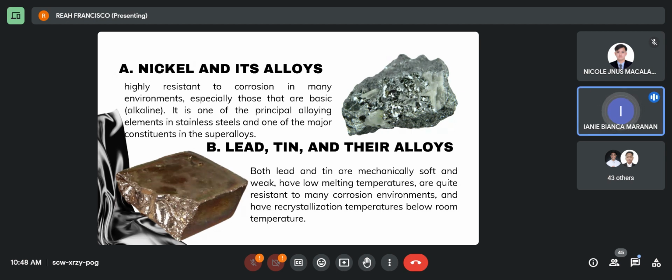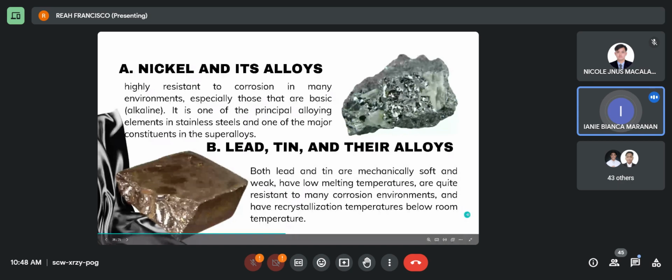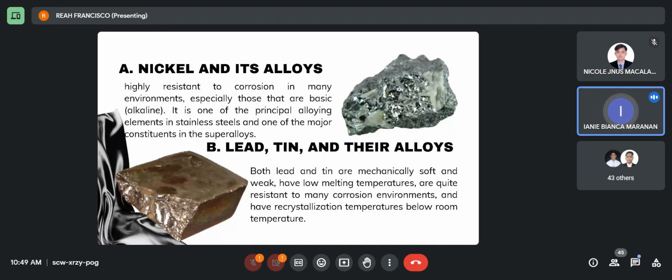However, followed by lead and tin, which are two of the oldest known metals. They have been used for thousands of years to make a wide variety of products, including jewelry, tableware, and weapons. Both of them are also commonly alloyed together to create new materials with unique properties, most especially as engineering materials. Lead and tin are mechanically soft and weak, have low melting temperatures, and are quite resistant to many corrosion environments and have recrystallization temperatures below room temperature.